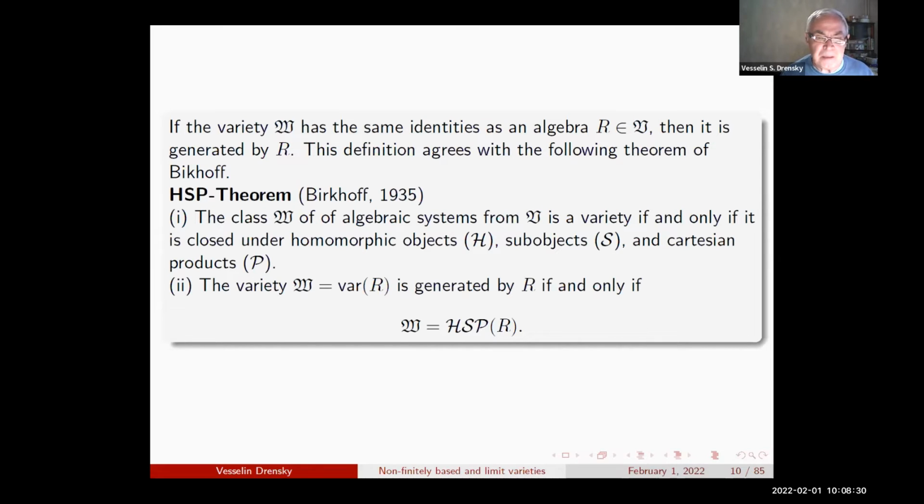There is a theorem by Birkhoff from the 30s, which states that a class is a variety if it is closed under three operations: taking homomorphic images, sub-objects, and Cartesian products. So if you have an algebra R or a group R, and you apply first Cartesian products, then sub-objects and homomorphic images, you get the whole variety. In this case, if you start from an algebra R, the variety generated by R consists of all the objects obtained in this way.